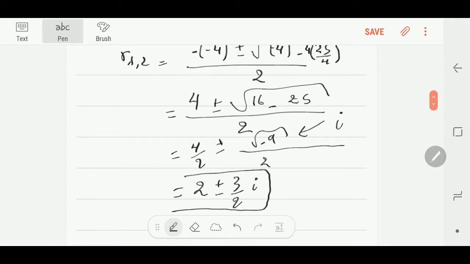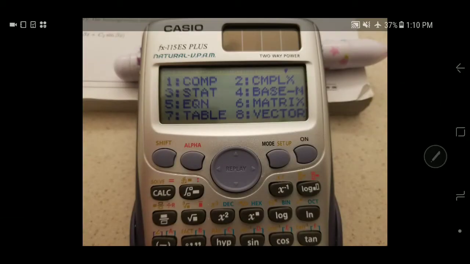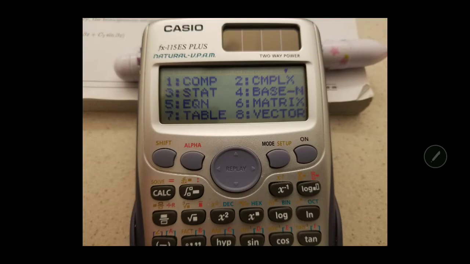I'm also going to show you how to solve the quadratic equation using the calculator. You really want to make sure you practice how to use a calculator. I'm going to show it to you right now. There you go. The calculator I'm using is the Casio fx-115ES Plus. I had other calculators, but I found out that this is the best one for the FE exam. It does a lot of good stuff for you.